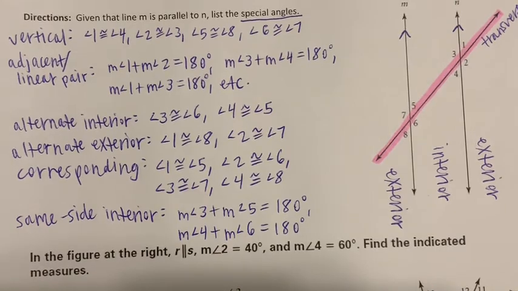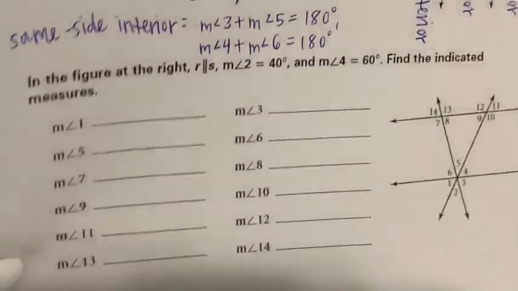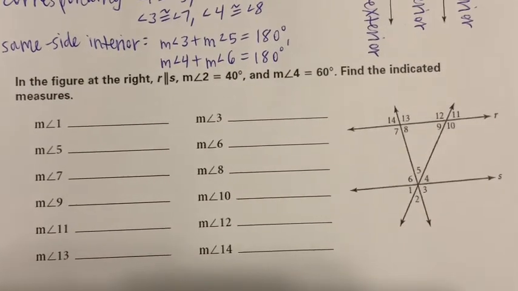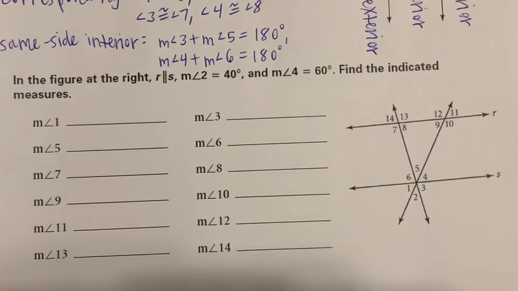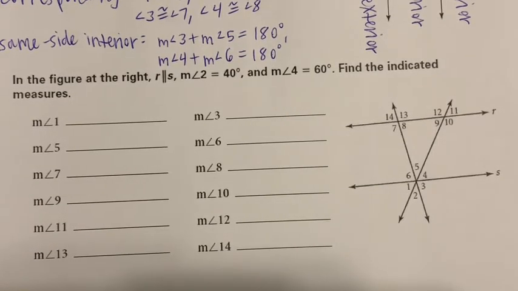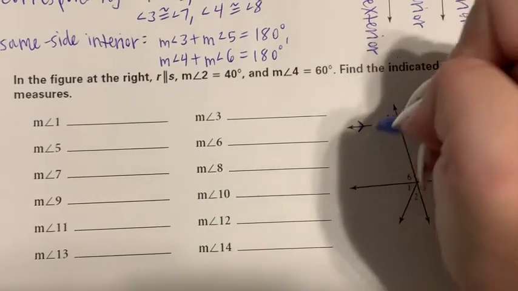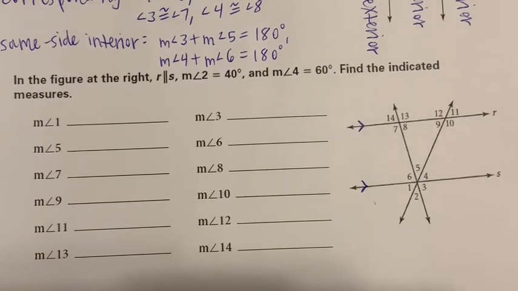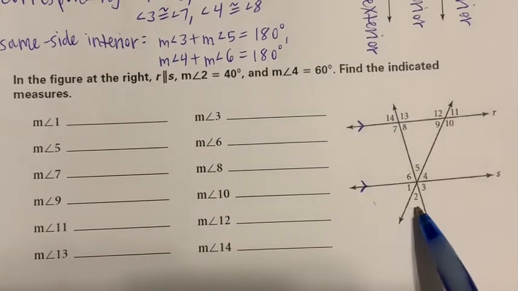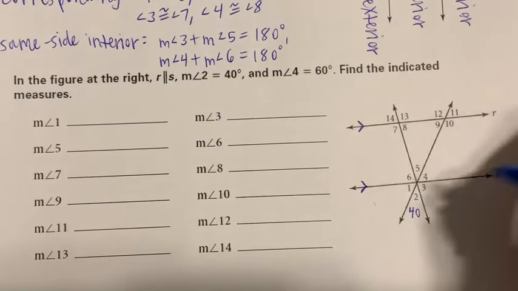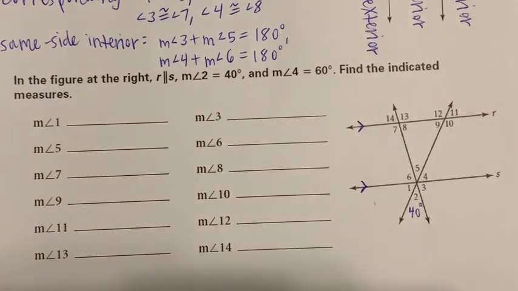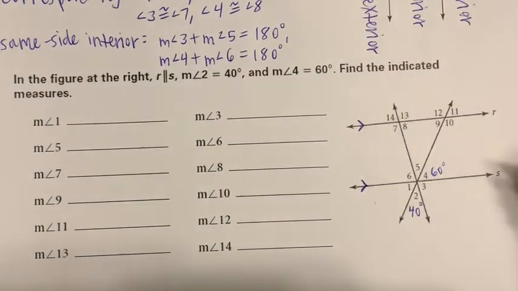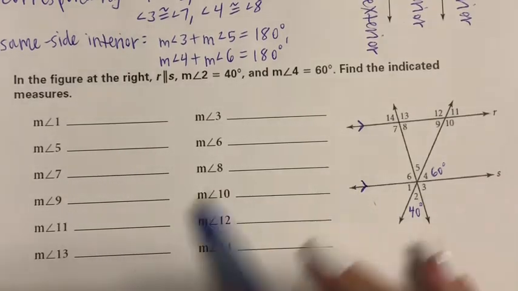At this time, you have 2 different activities, or you could say 2 different U-tries, where you're going to need to use the figure to answer questions. So for the first one, it says, in the figure at the right, R is parallel to S. So our line R here is parallel to line S. So I'm putting the parallel arrows on the 2 lines. It tells us that the measure of angle 2 is 40 degrees. So I'll label that one as 40 degrees. And the measure of angle 4 is 60 degrees. And we need to find all the rest of the indicated measures.